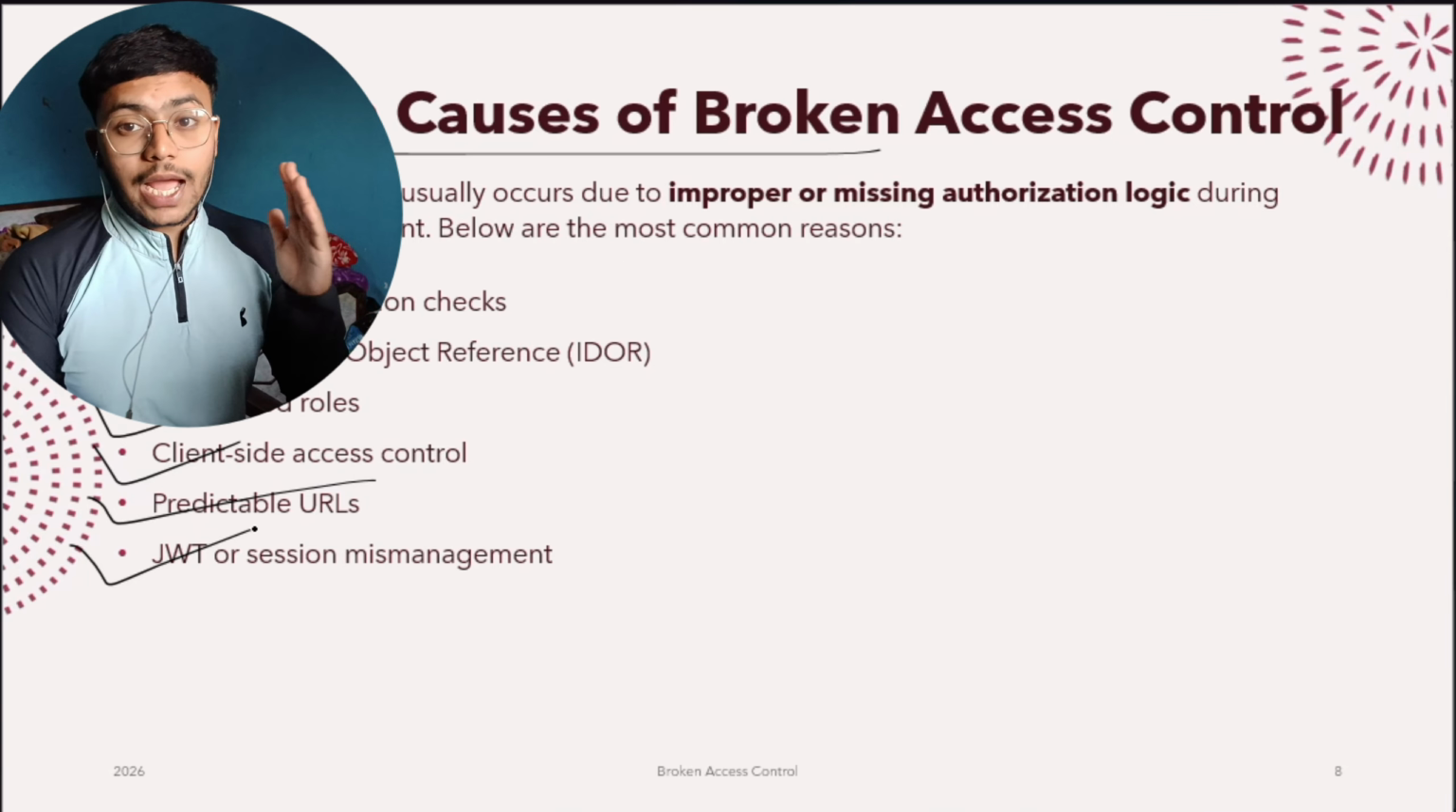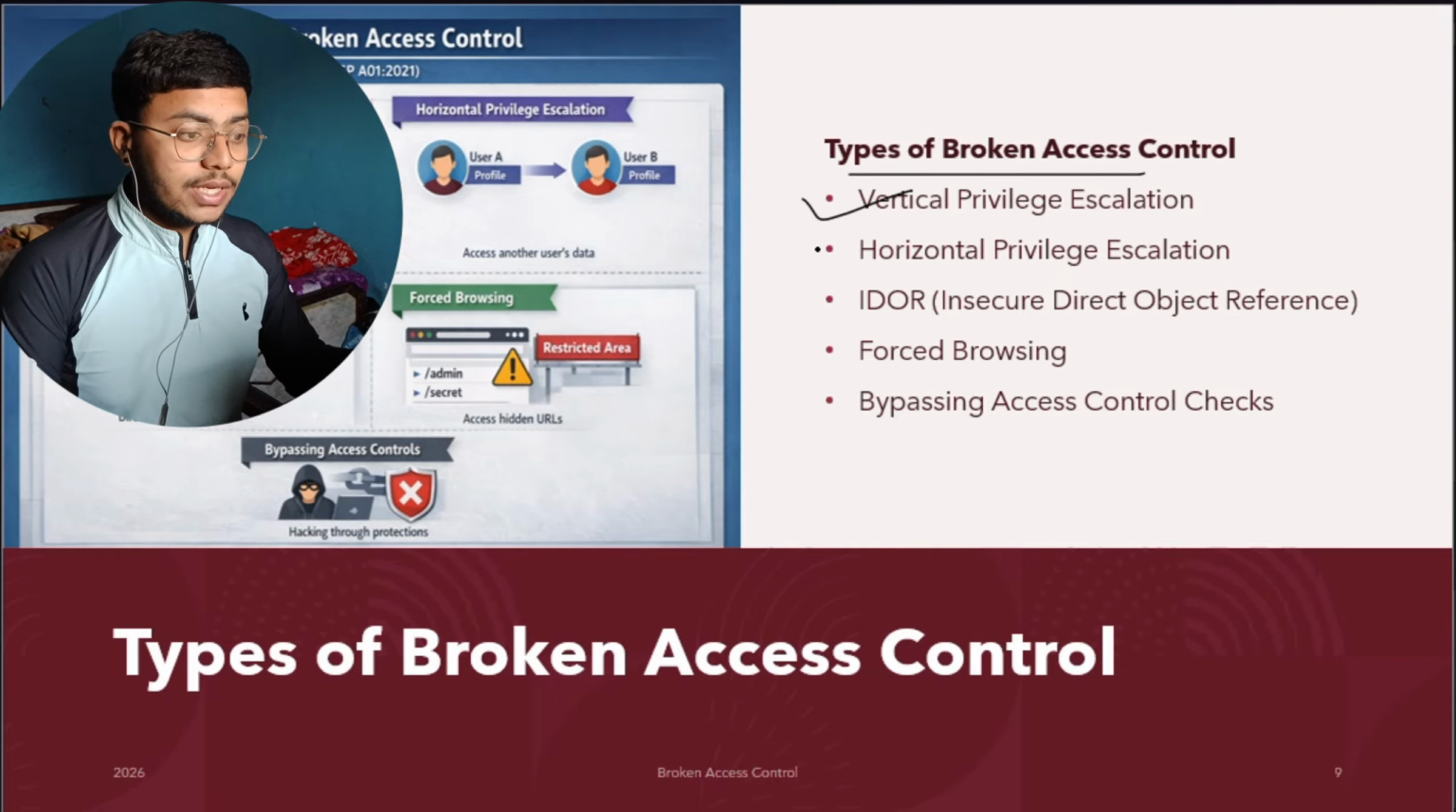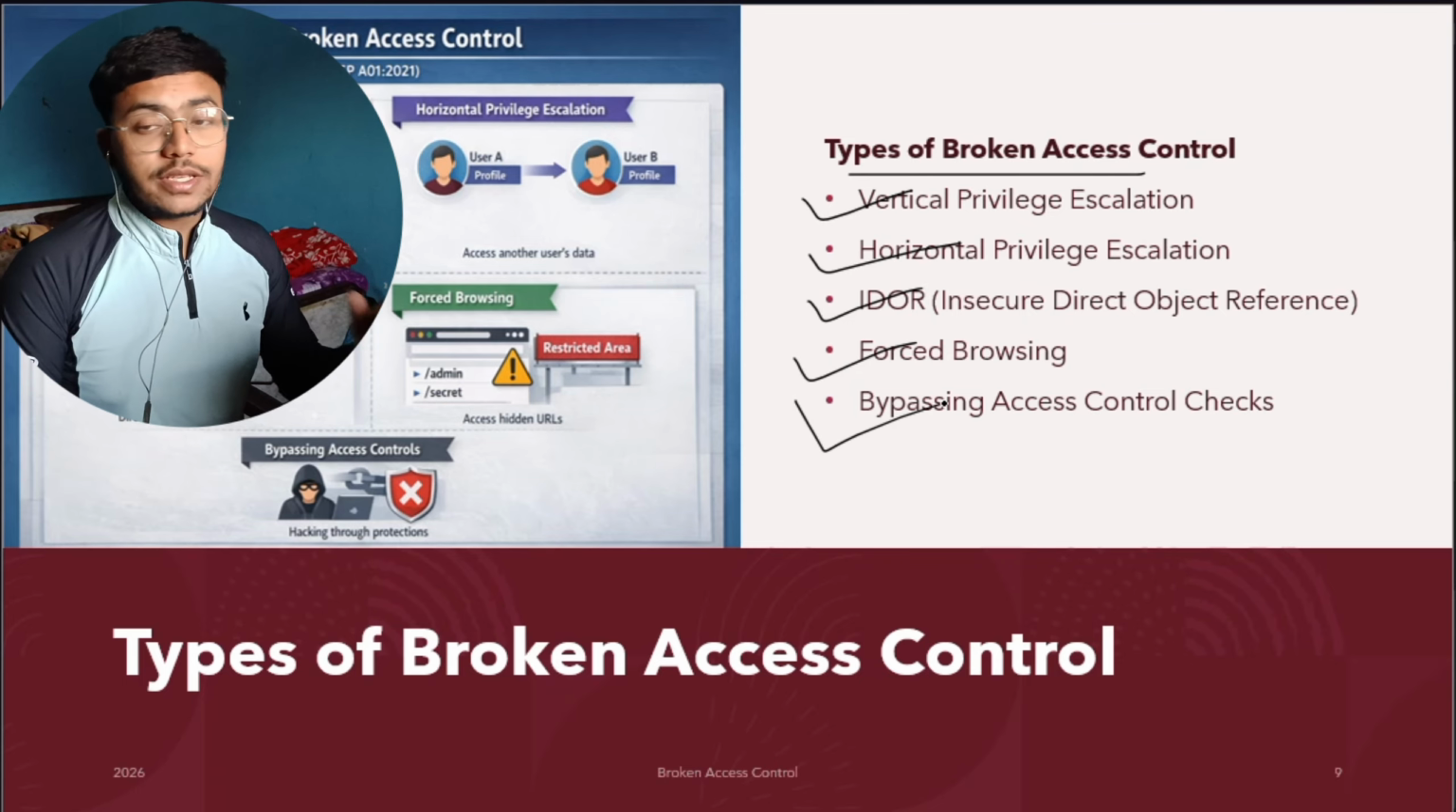Now, coming to the types of broken access control, there are five major types. First one is vertical privilege escalation. Second one is horizontal privilege escalation. Third one is IDOR, insecure direct object reference. Fourth one is forced browsing. Fifth one is bypassing access control checks.